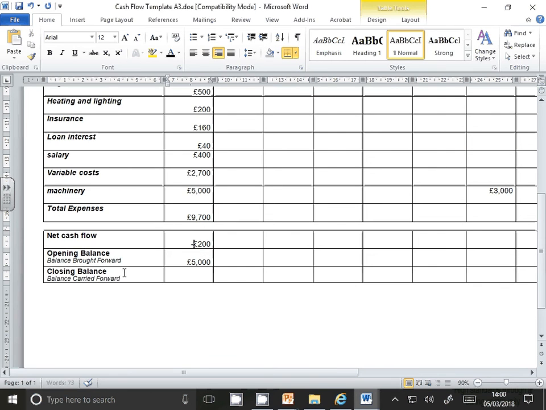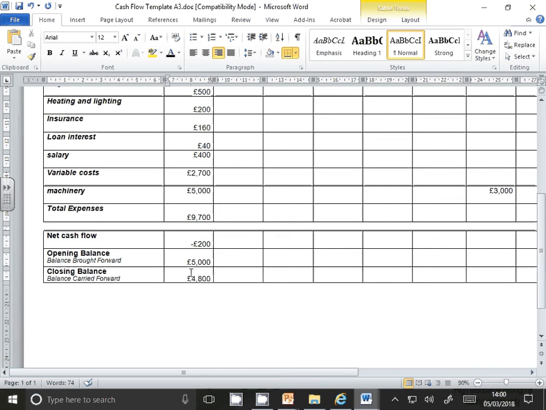We've got one more to complete, the closing balance. So what is the closing balance? Well, to work out the closing balance, we take the month's opening balance and add on to that the net cash flow. Now in this case we're adding on a negative amount, and you'll know from maths that when you get an add and a minus, it's a minus. So £5,000 plus minus 200 actually equals 4,800. So their closing balance for that month is £4,800.